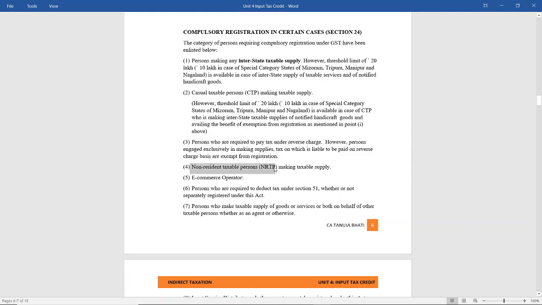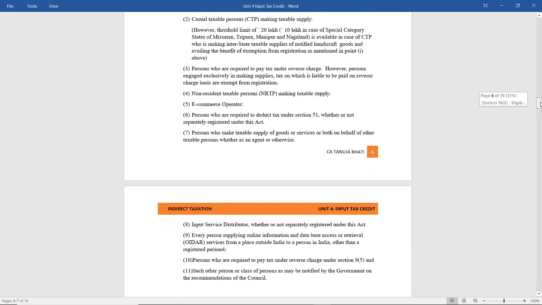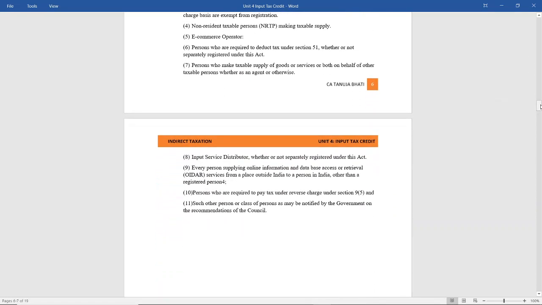Non-resident taxable person making taxable supply has to get compulsorily registered. E-commerce operator, persons who are required to deduct tax under section 51. Persons who make taxable supply of goods and services or both on behalf of another taxable person, such as an agent. An agent is providing taxable supply of goods and services on behalf of the principal. He needs to get himself compulsorily registered. Next, input service distributor has to get himself compulsorily registered.